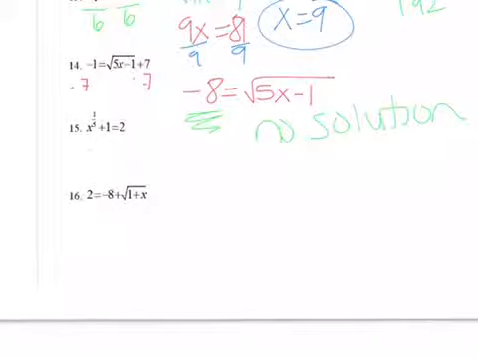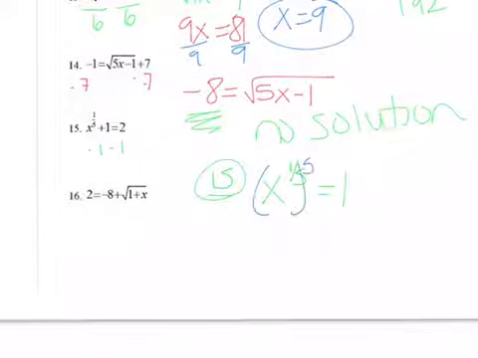Okay, in 15, we'll subtract 1. So we get x to the 1/5 equals 1. And then to eliminate the power of 1/5, we'll raise both sides to the 5th power. So we get x is 1, because 1 times itself 5 times is still 1.